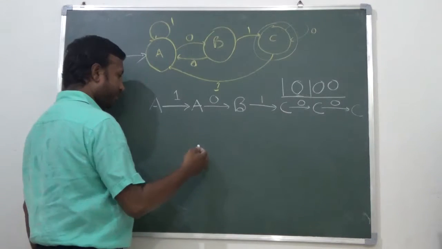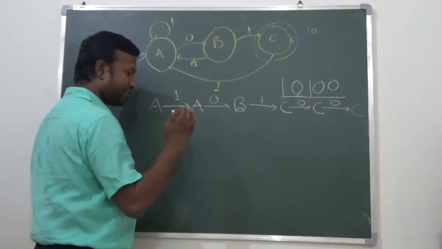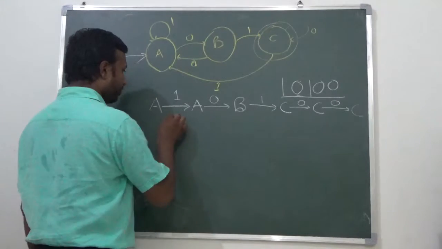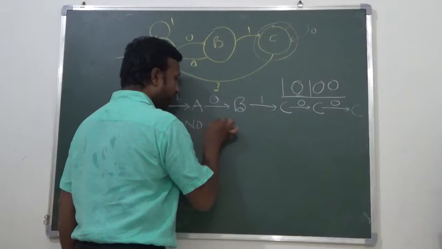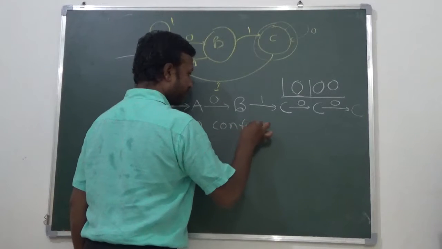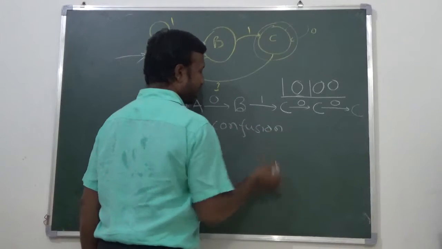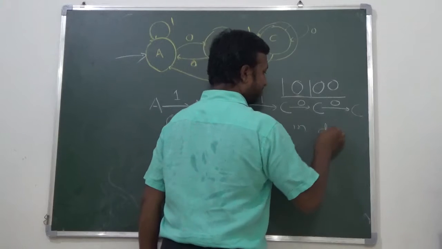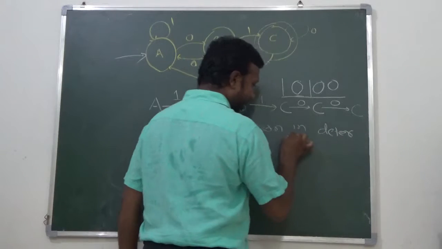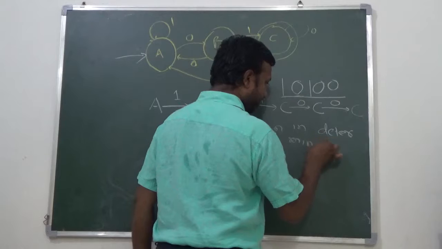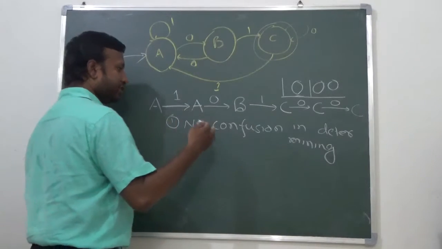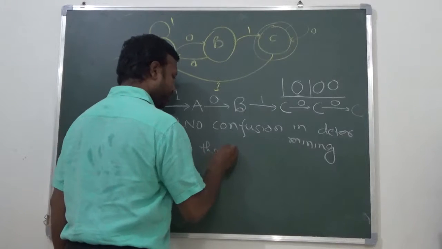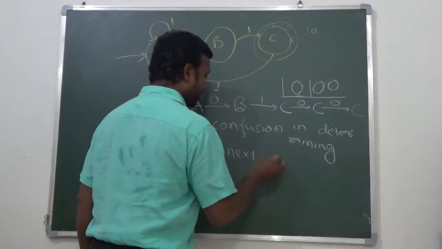So what we can say, there are two characteristics of a deterministic machine. First, no confusion in determining the next state.